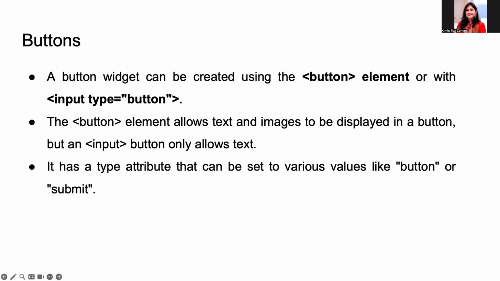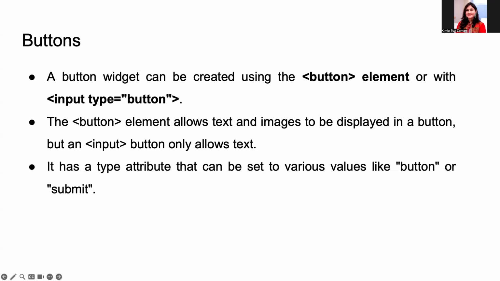Now let's talk about buttons in HTML. A button can be created in two main ways. One is by using the button element, and the other is by using the input type element equal to button. The difference is that the button element is more flexible. It can contain both text and images, making it useful when you want to design a more customized button. On the other hand, an input button can only display text, so it's more limited.